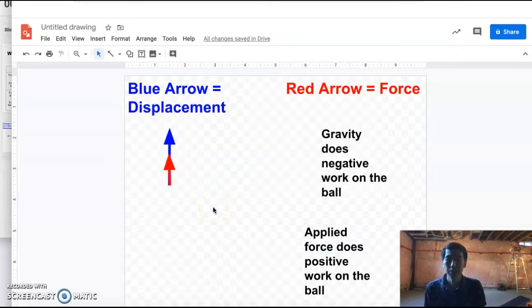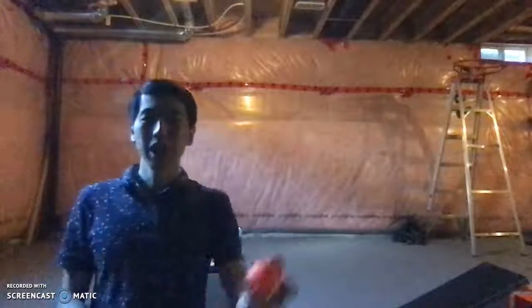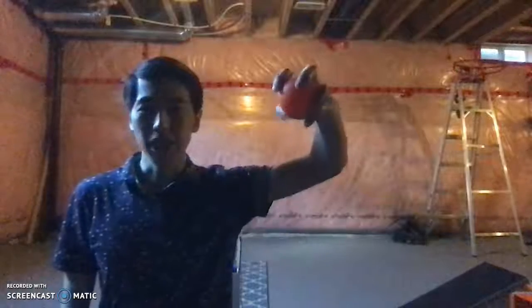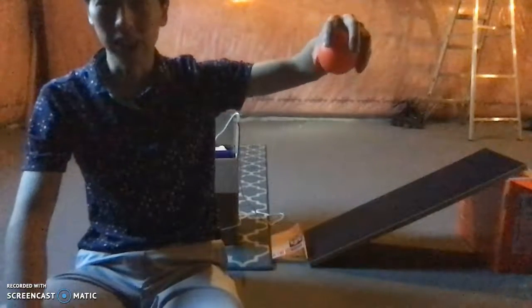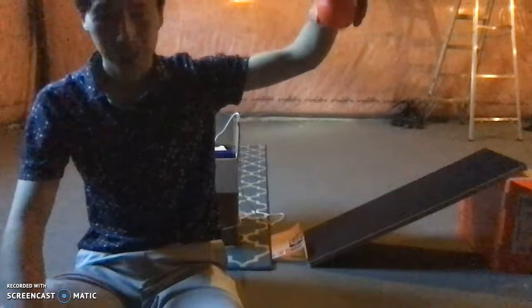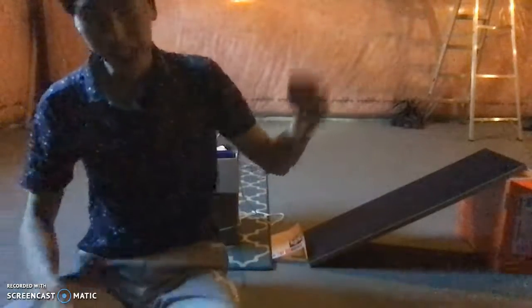All right, so that's example 1. Example 2, I'm going to make slightly different. I'm still going to have the ball, but this time I'm going to start up here, and I'm going to throw it down. Okay, I threw it down. And you see it went really fast and hit the ground pretty hard.